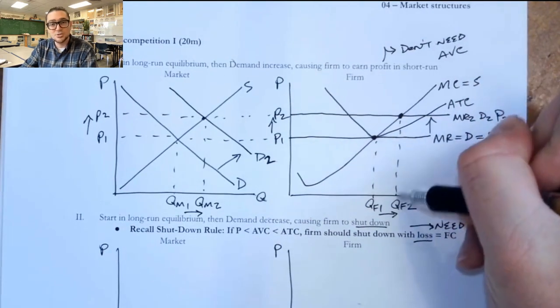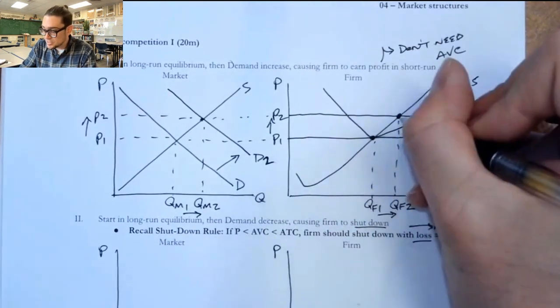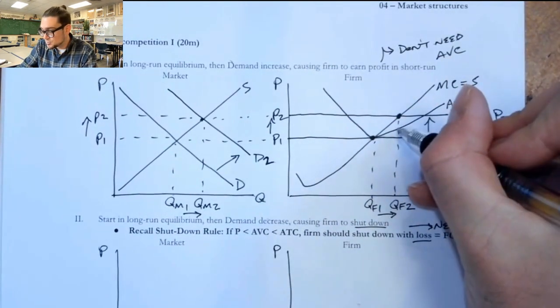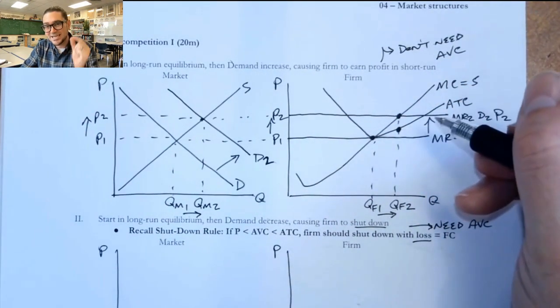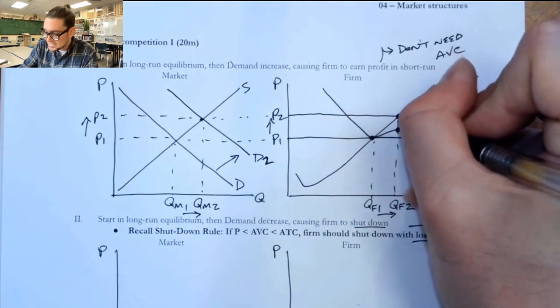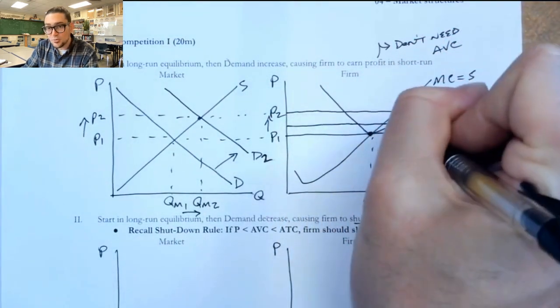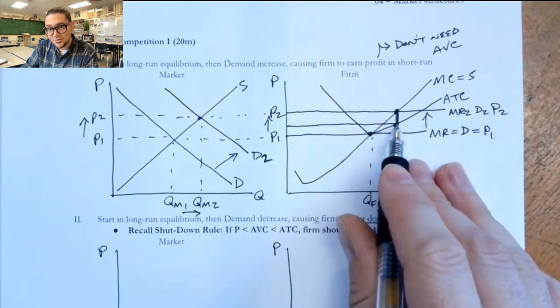If you watch The Wizard of Oz, you know they follow the yellow brick road. I wish I had a yellow pen. We start here and we go down to that ATC because we're always going to compare the price and the ATC when we're looking for profit. So we come down, we hit that ATC, and then we go over. And so I'm coming over from that ATC curve.